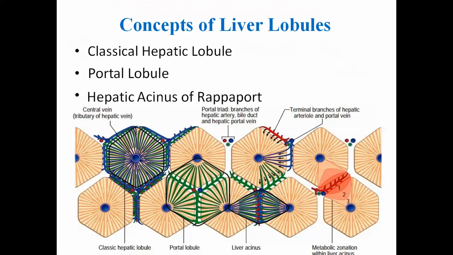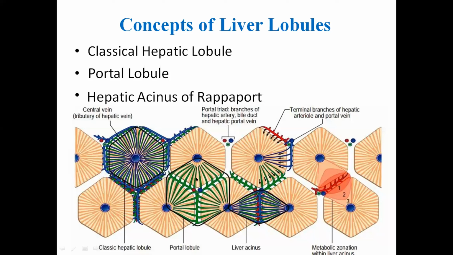Discussion about the classical hepatic lobule, concepts of liver lobule. We did the classical hepatic lobule. This classical hepatic lobule is a liver lobule that is drained by a central vein. So blood flows from the peripheral tracts to the center of the lobule. This is the classical hepatic lobule. Here the central axis is formed by the central vein. In this hepatic lobule, blood flows from the peripheral portal tracts towards the central vein.